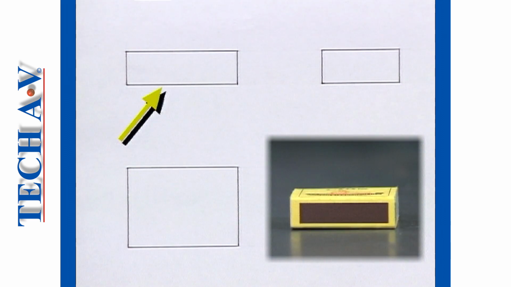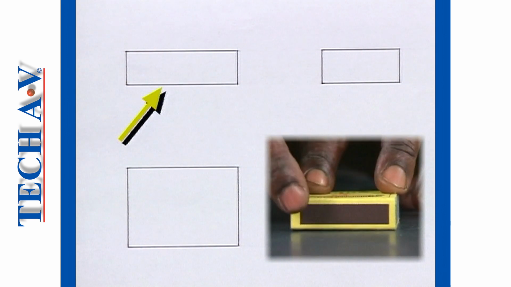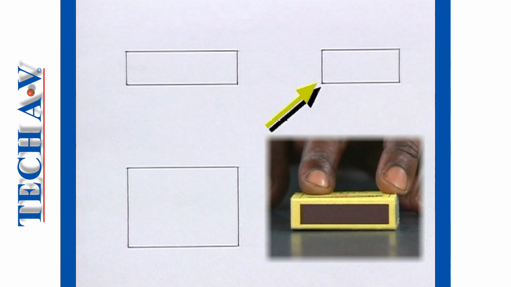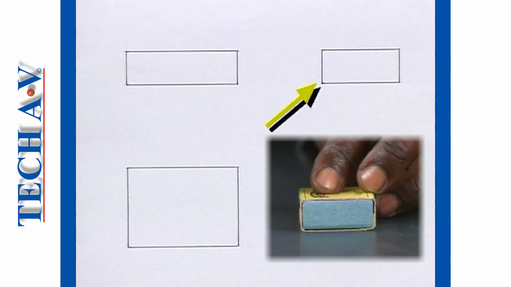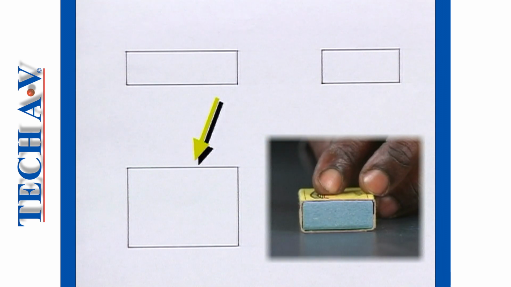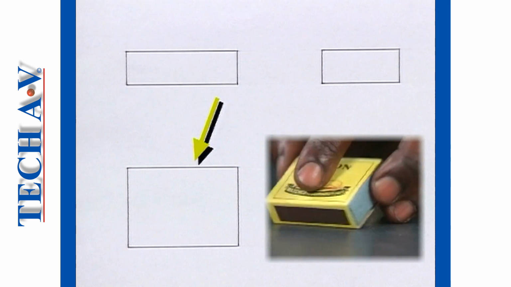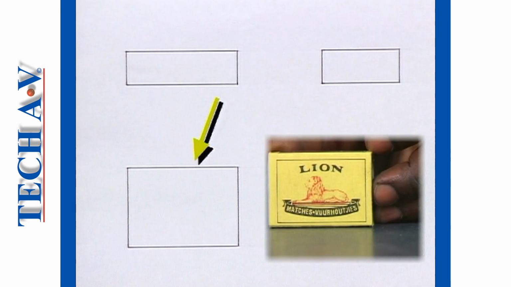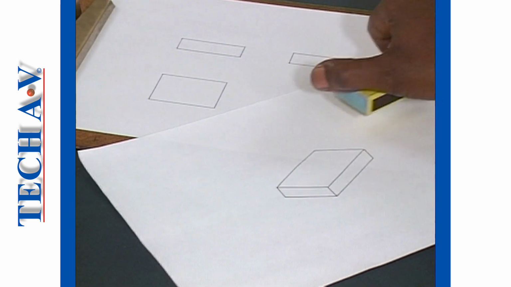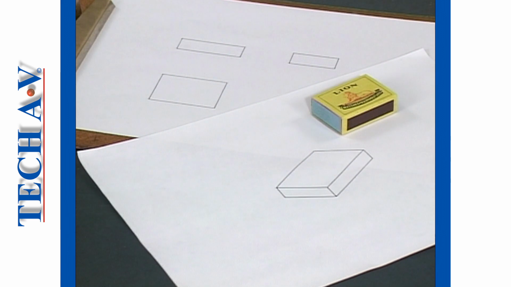This view shows the shape of the box from its front. This is its end view shape. And this is its top view shape, which we also call the plan view. So, as you can see, there are 2 methods of showing us the shape of an object on a drawing.